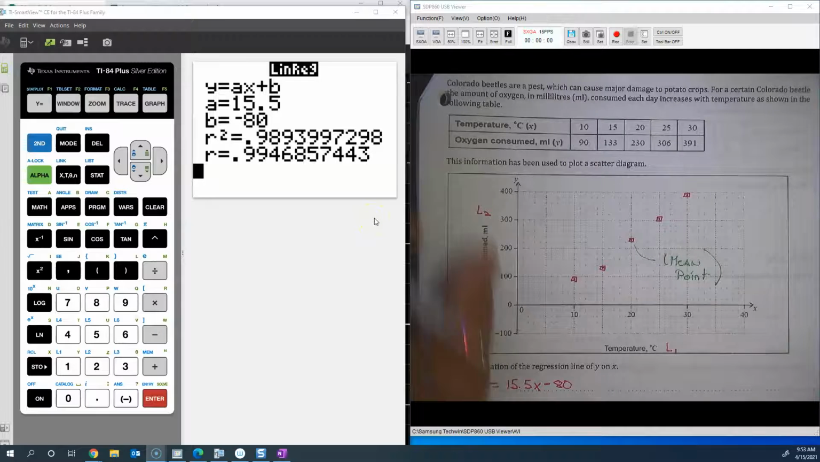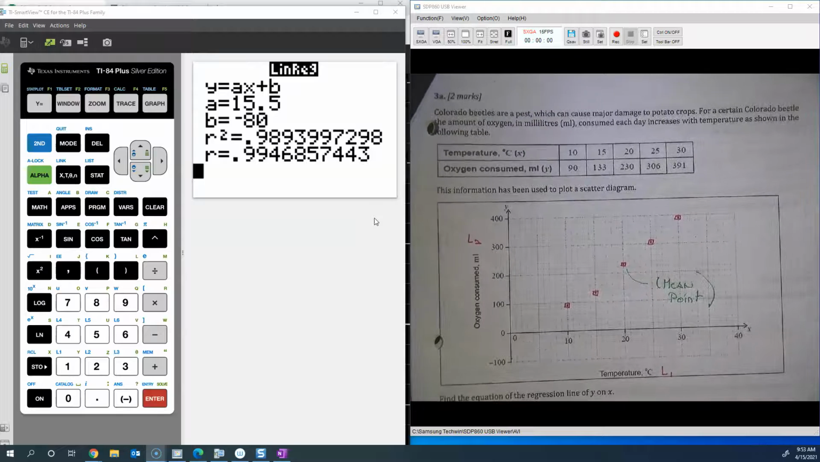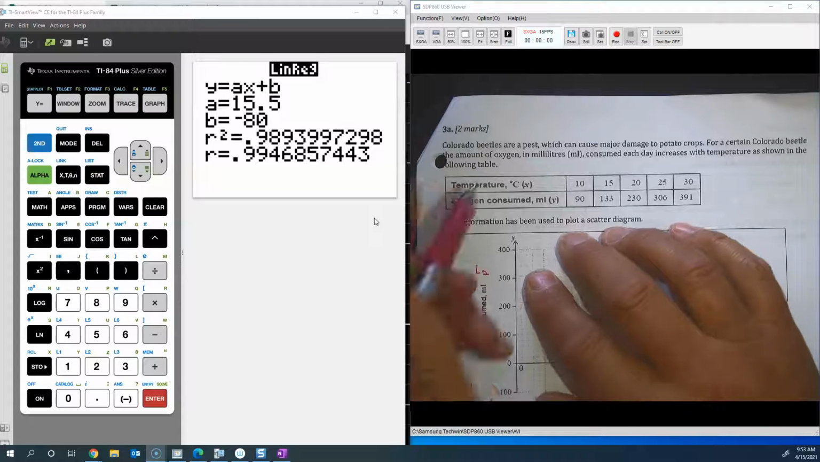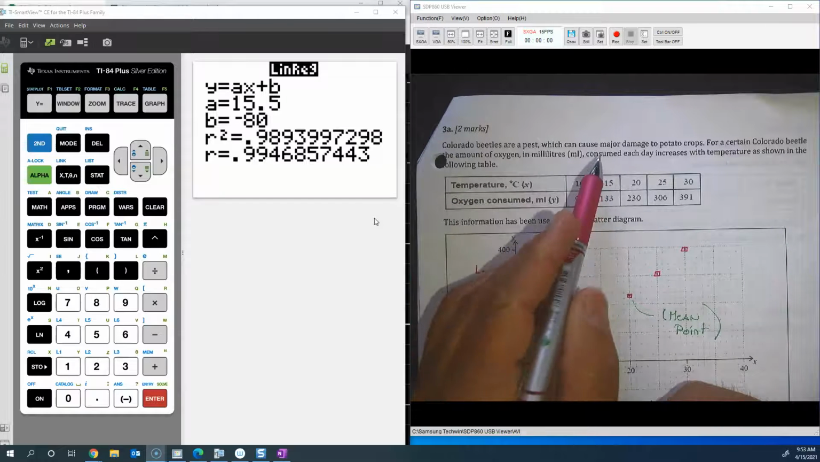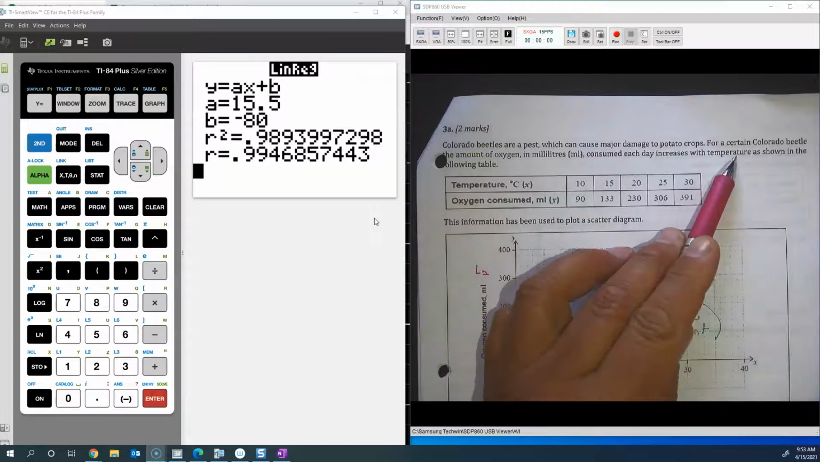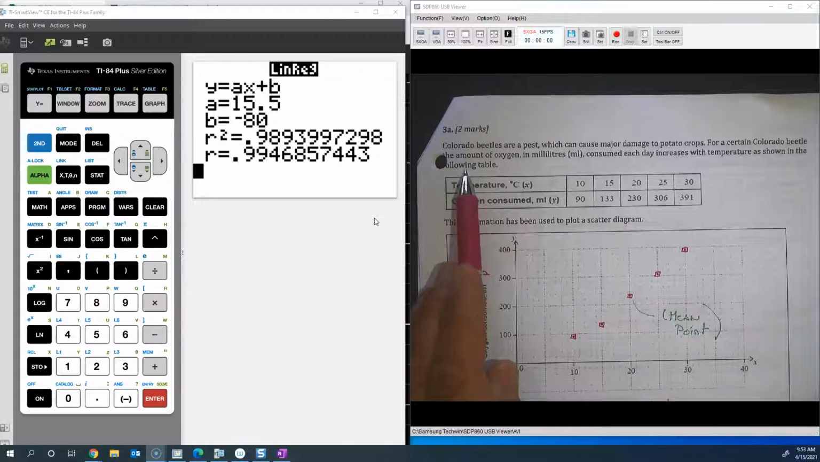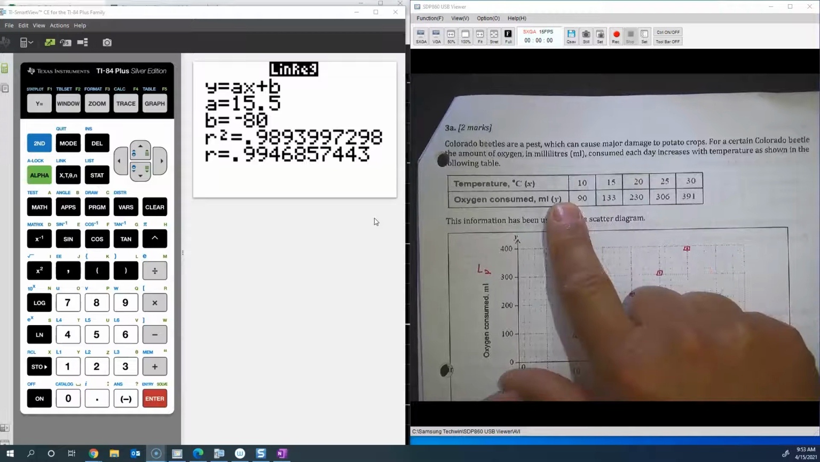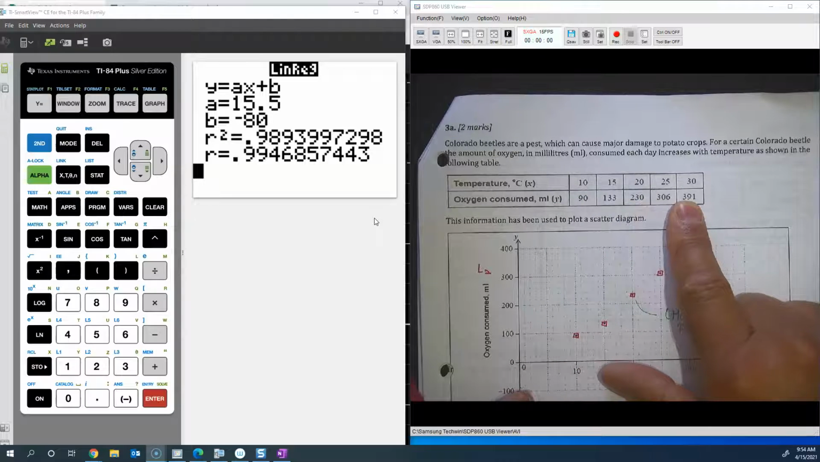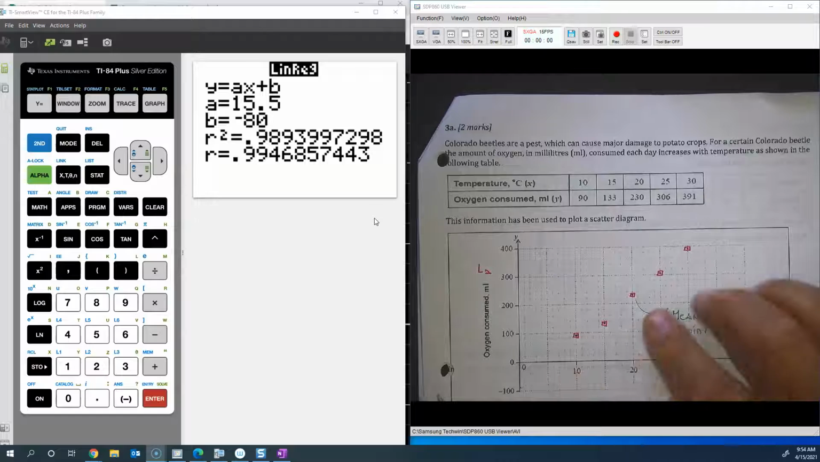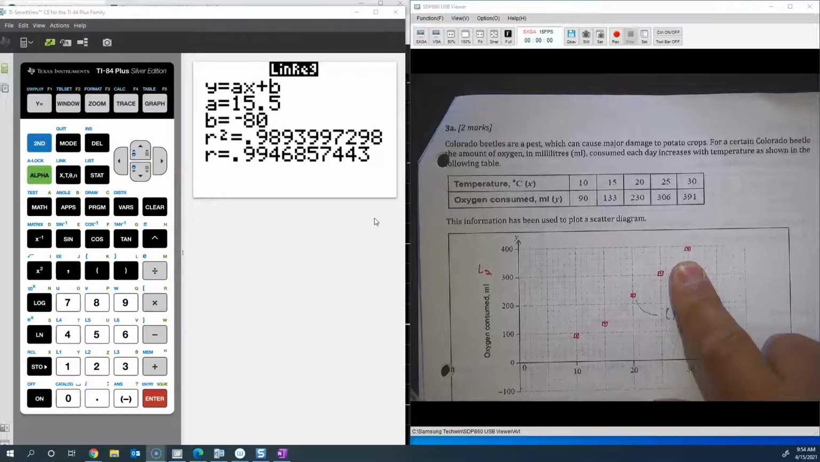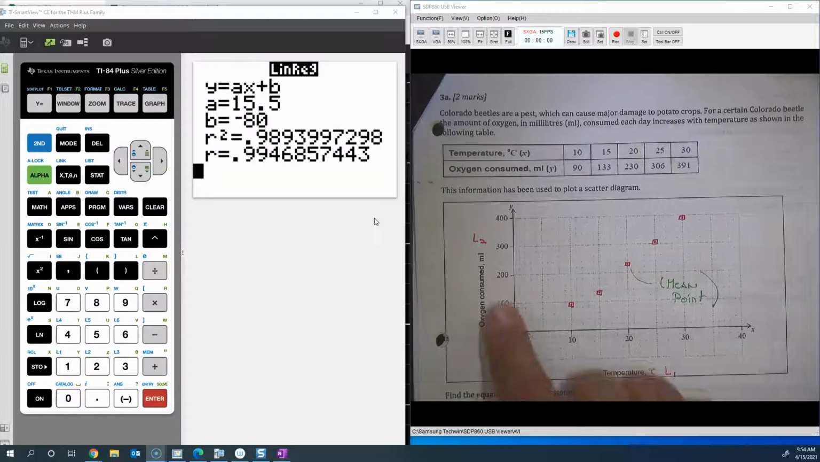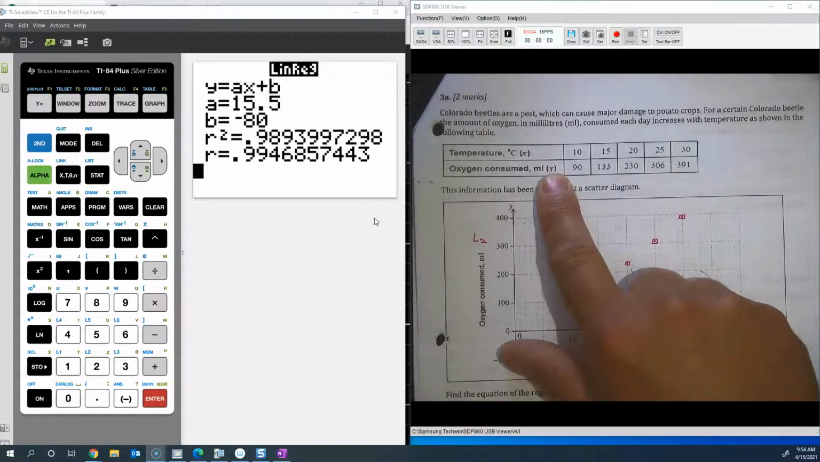Okay, so Colorado beetles are a pest that can cause major damage to potato crops. For a certain Colorado beetle, the amount of oxygen it consumes each day increases as the temperature increases, shown in the following table. This is our temperature in Celsius, and this is the milliliters of oxygen consumed by this beetle. Okay, here's the scatter plot. The temperature is our x in this case, and the oxygen consumed is our y variable.